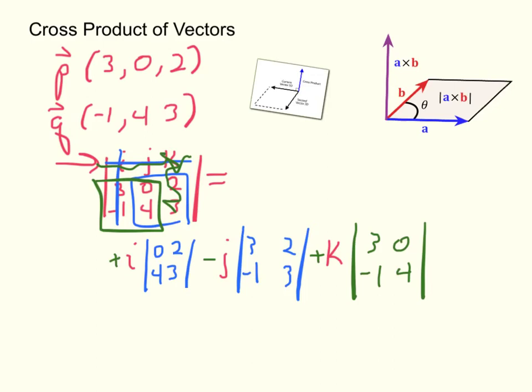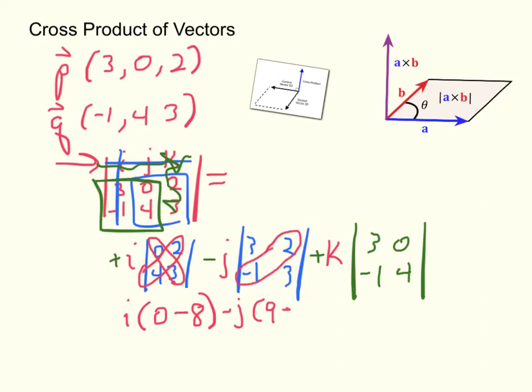Let's solve for this. We're now left with i times, how do you find the determinant of a 2x2? You take the product of that, which is 0 times 3, minus the other product, which is 4 times 2. I have a -j times, let's repeat the process, 3 times 3 is 9, and then I subtract the product of this. Now I'm subtracting a negative 2, so subtracting a negative 2 is the same as adding. I have plus k times, this product is 12, minus a 0. Whether you're adding or subtracting a 0, it's not going to change.